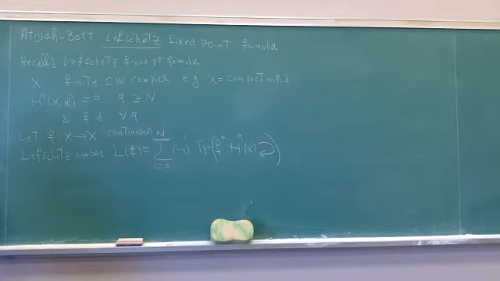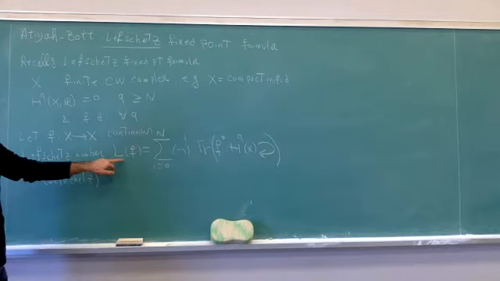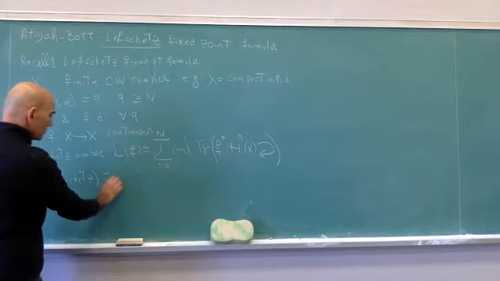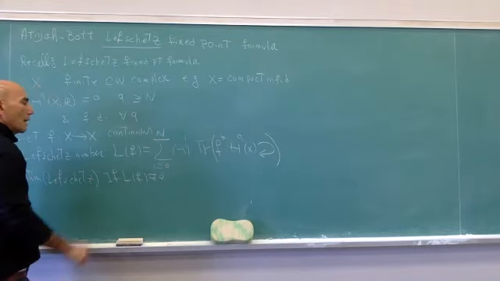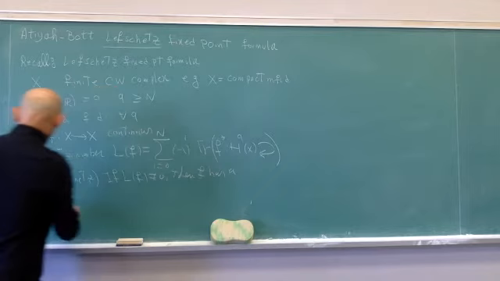So Lefschetz proved the following theorem. I mean, he proved several results about these things. One of them was this, I think. Was that if the Lefschetz number is not zero, then this map F has a fixed point.